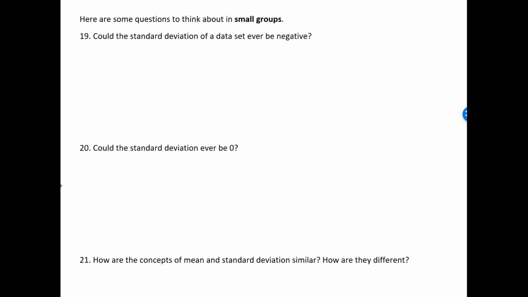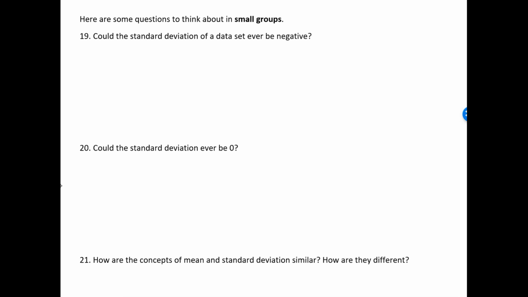Here, I want you to think about, could the standard deviation of a data set ever be negative? Thinking about the concept of standard deviation, how do we get it? What does it stand for? Can it ever be negative? And think about why or why not. Again, these are really good questions to talk over with somebody.